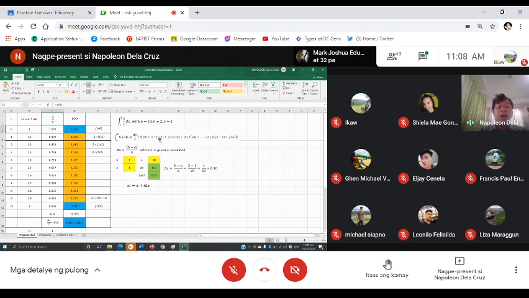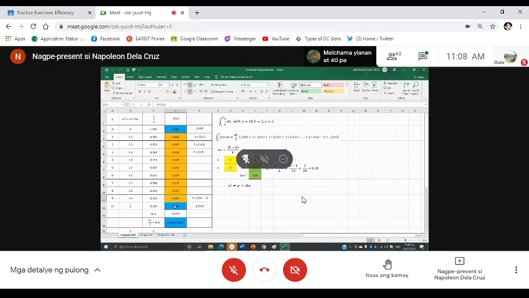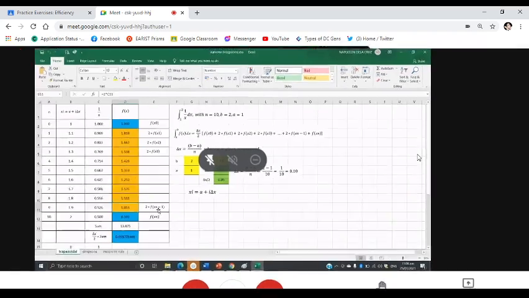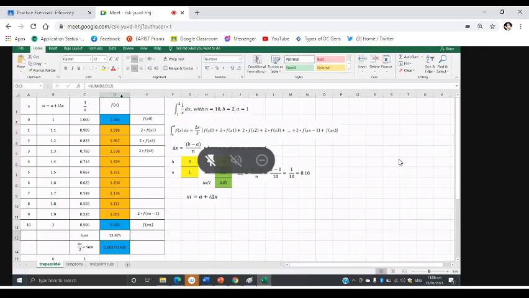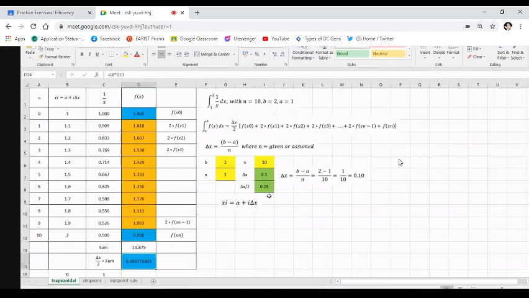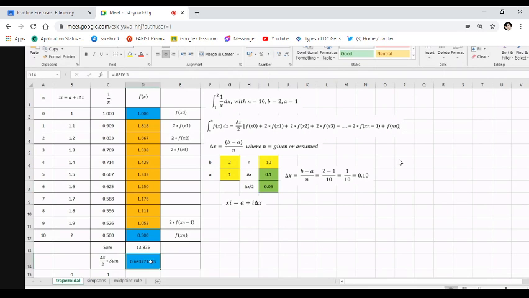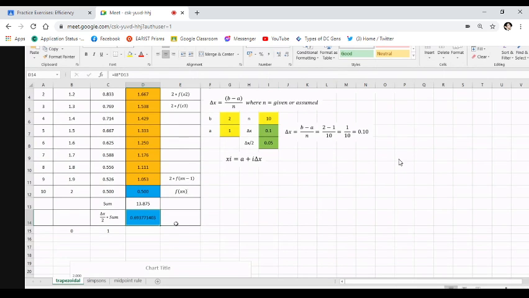Ito ngayon, times 2, times 2, times 2, kaya dito may times 2. Ito wala, equal lang yan. Times 2, times 2, hanggang doon sa n minus 1, ibig sabihin, second to the last. Ito ang last, ito ang second to the last. So, tapos niyan, you get the sum of that, and then you multiply it by this, and then you get now this one. That will be now the value.